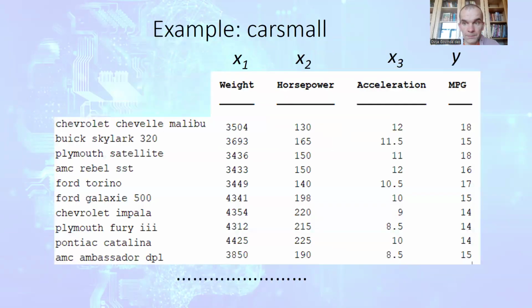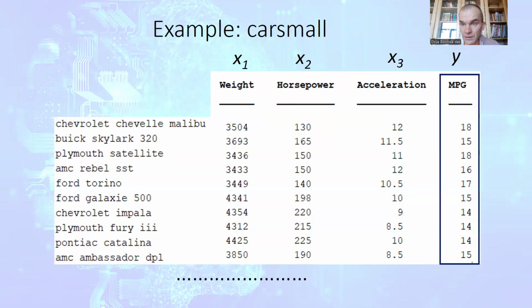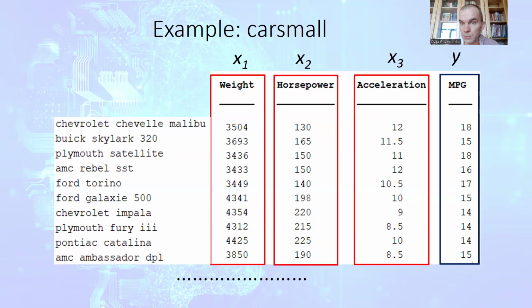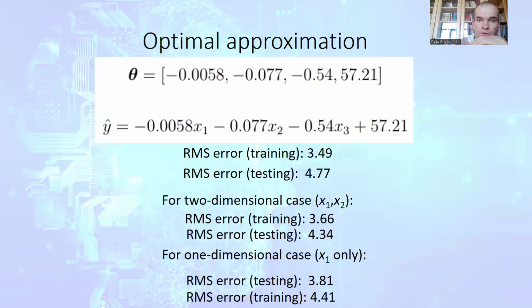But we can also consider adding another parameter, a third parameter. Oh, it was not acceleration. The second parameter was horsepower. Now we add a third parameter, acceleration. We can expect that the error will be even lower. But it's not the case. I will write here already a solution.